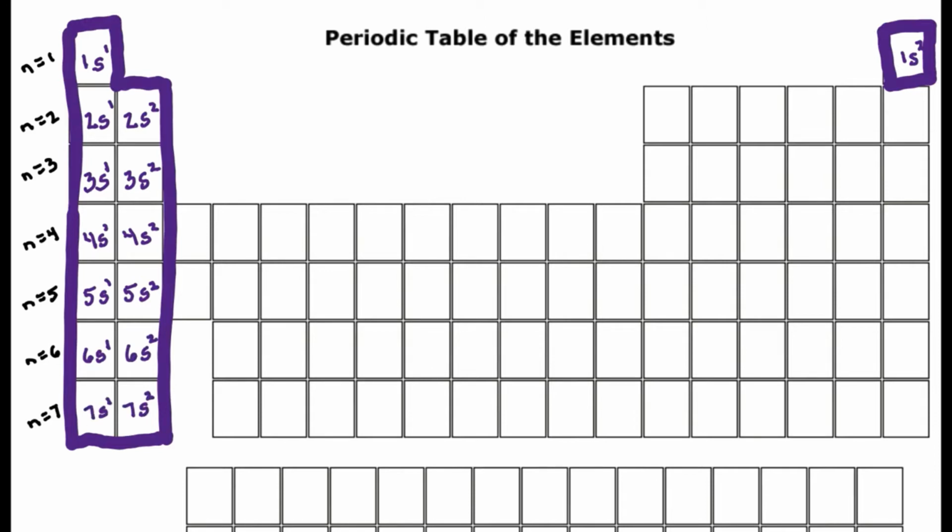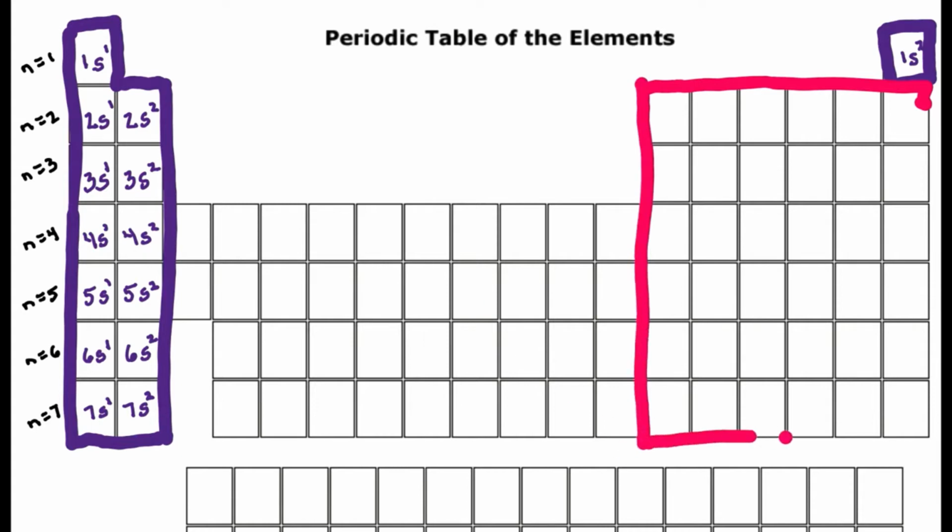Okay, now I'm going to do that, but for my P sublevel. So for the P sublevel, it's this region right here. And just like with the S sublevel, notice I have my first energy level in the first row. So P actually starts in the second energy level. So it's going to be 2p1, because I'm in the second energy level, I'm now in the P sublevel, and I've just added my first electron to that sublevel.